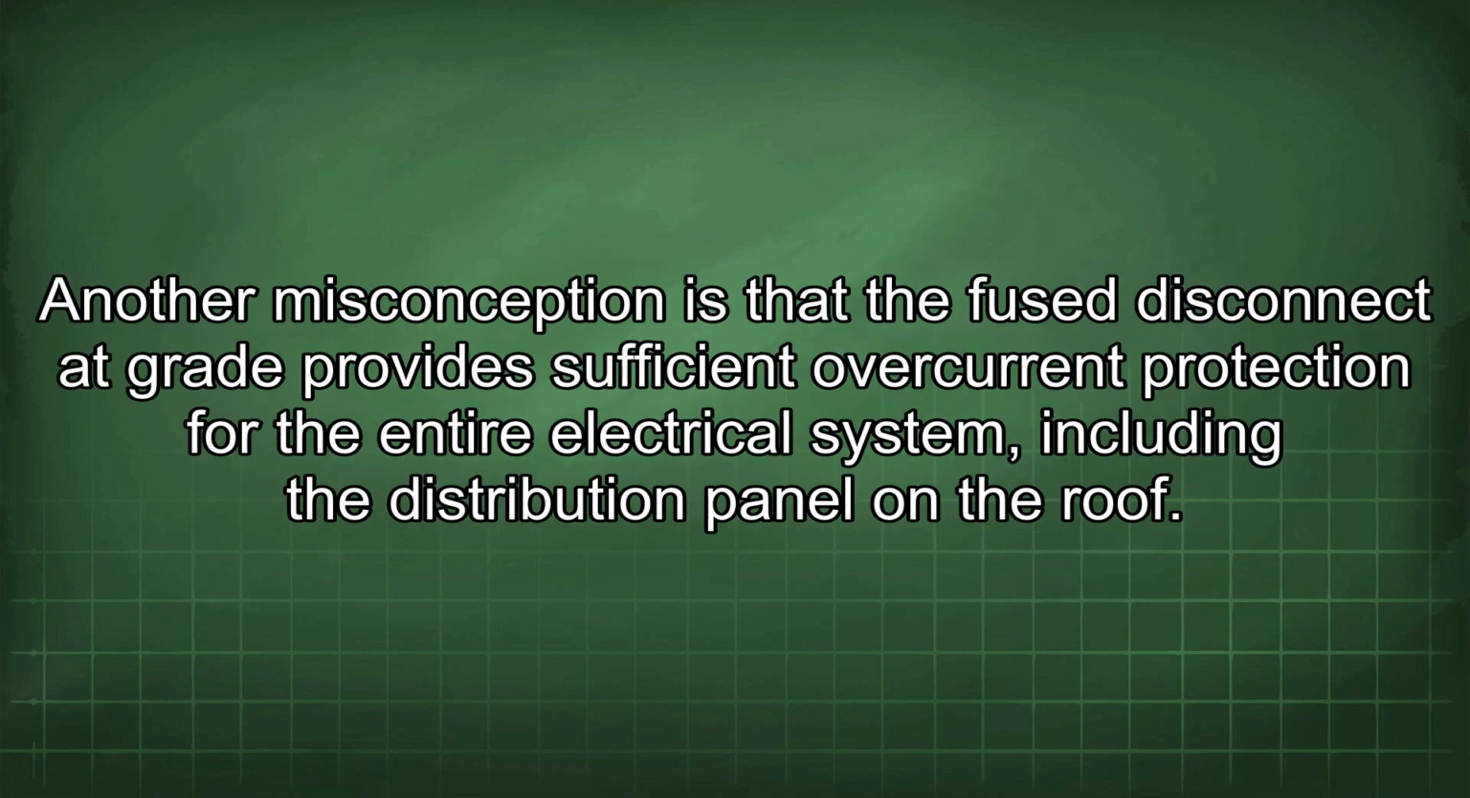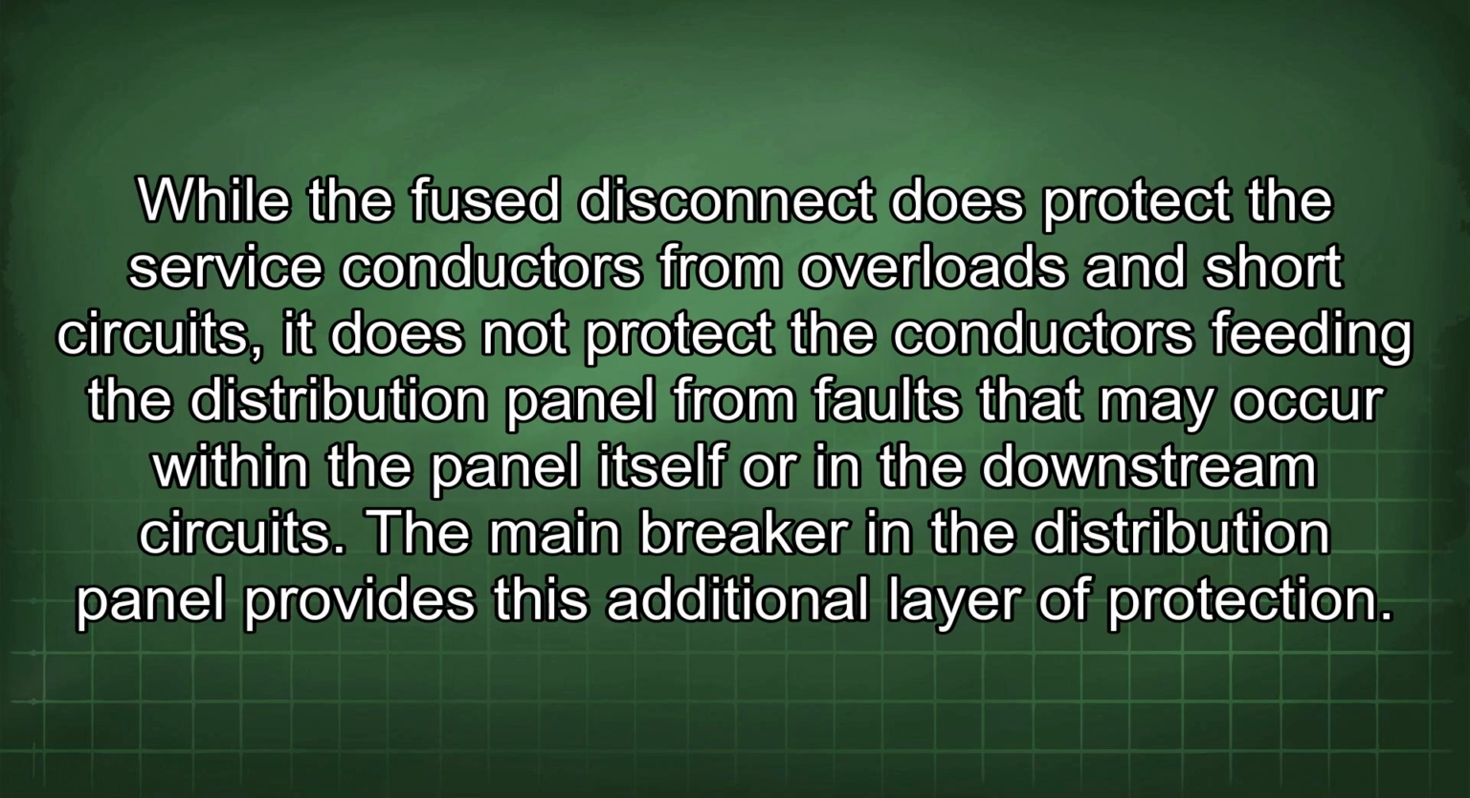Another misconception is that the fuse disconnect at grade provides sufficient overcurrent protection for the entire electrical system, including the distribution panel on the roof. While the fuse disconnect does protect the service conductors from overloads and short circuits, it does not protect the conductors feeding the distribution panel from faults that may occur within the panel itself or in the downstream circuits. The main breaker in the distribution panel provides this additional layer of protection.